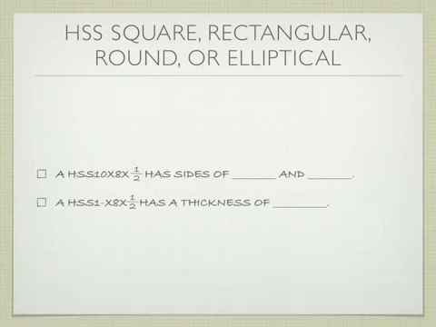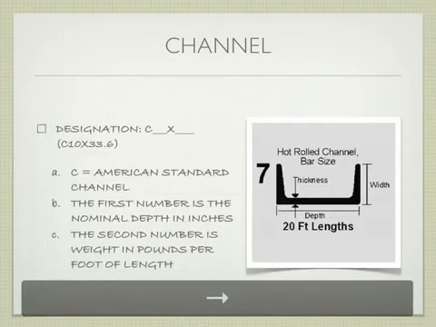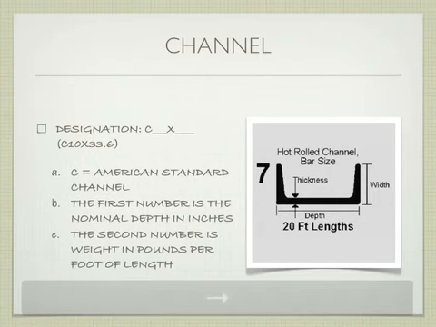So let's test ourselves. HSS 10 by 8 by half has sides of 10 inches and 8 inches, and has a thickness of 1/2 inch. Okay, so this should start to make more sense as we move forward.